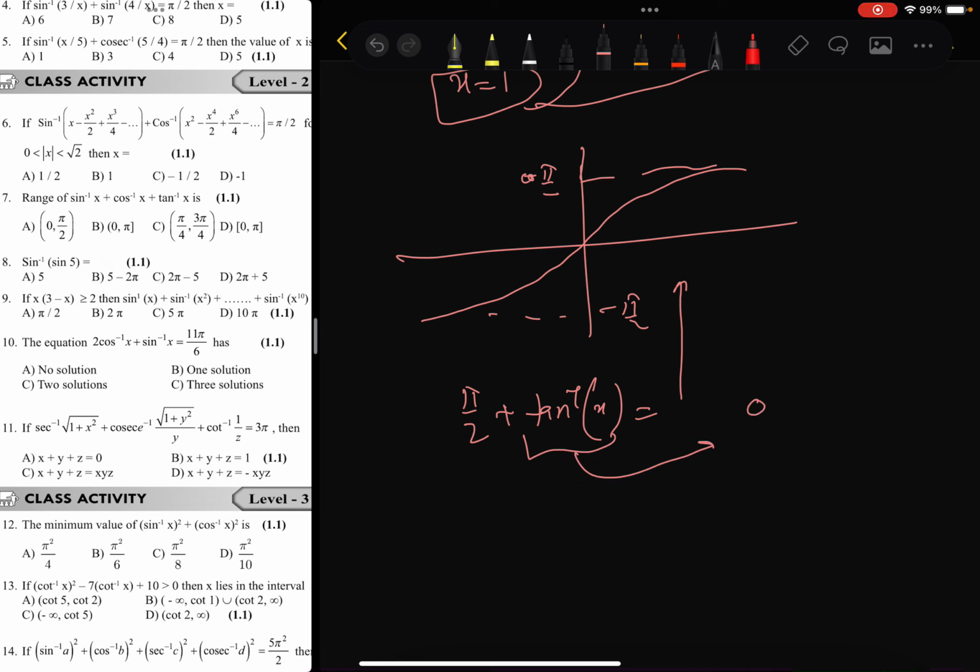you will get values here from 0 to pi. If you add pi by 2 both sides in minus pi by 2 to pi by 2, you will get the answer as 0 to pi, right? So here what is the range given? Yes, D option is correct.